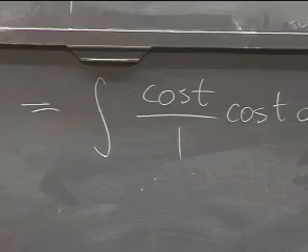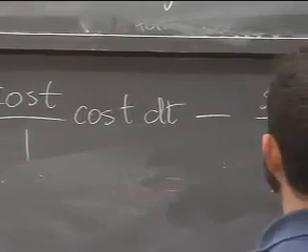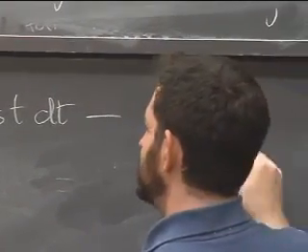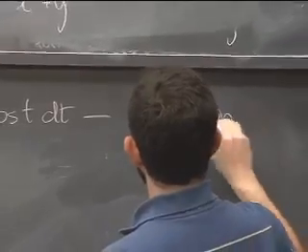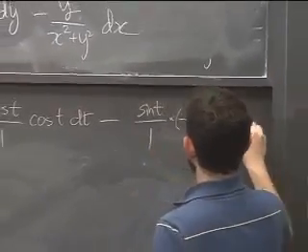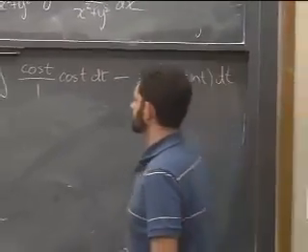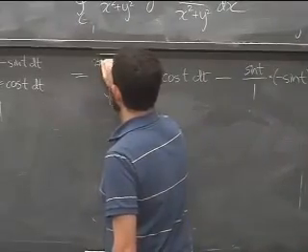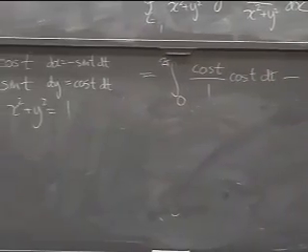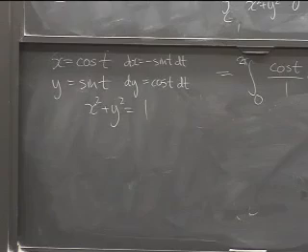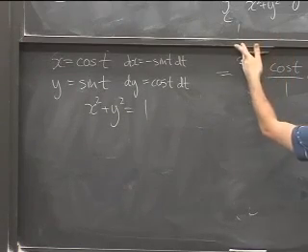Minus y is sine t. The denominator is 1. And dx is minus sine t dt. The reason why you thought of doing it like this is just so that integrating is not going to be too long. I mean, why not just integrate it like that? You can't integrate this like this.